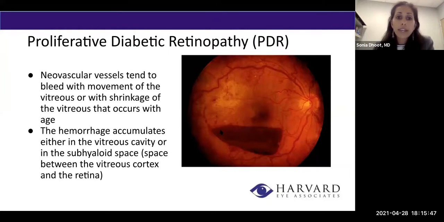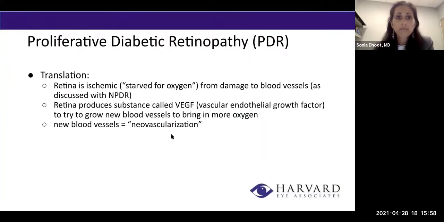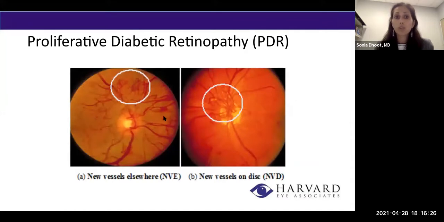The hemorrhage can accumulate in the vitreous cavity or in what we call the subhyaloid space, which is basically trapped by the back side of the jelly. And so essentially it's also in the vitreous cavity. Basically, the retina in proliferative diabetic retinopathy is starved for oxygen because it's not getting good blood flow. The retina in turn responds by producing this signal called VEGF that's saying, hey, we're not getting good blood flow. So then the retina starts making its own new blood vessels. That's what we call neovascularization. Those new blood vessels are not healthy, and when we see evidence of them, we need to start treatment to make those new blood vessels go away.